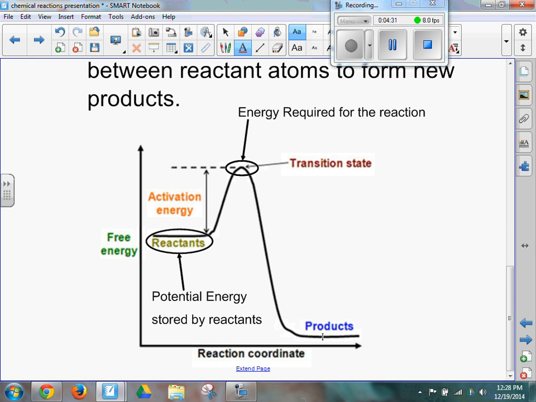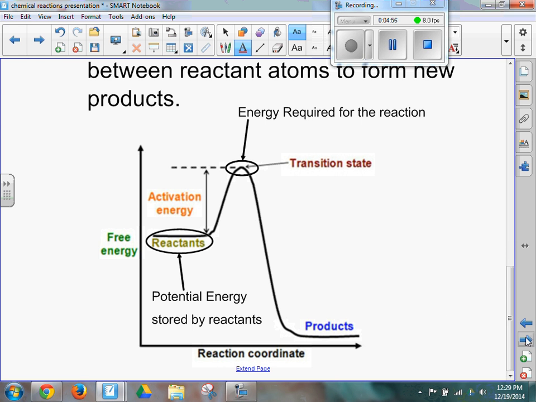Sorry about that. And our products will actually end up with less energy. Now, this isn't a graph for all chemical reactions. You could imagine that different types of reactions, as far as whether they're taking energy or releasing energy, will look a little bit different. But again, I asked the question before, which type of reaction would this be? Would this be endothermic or exothermic?